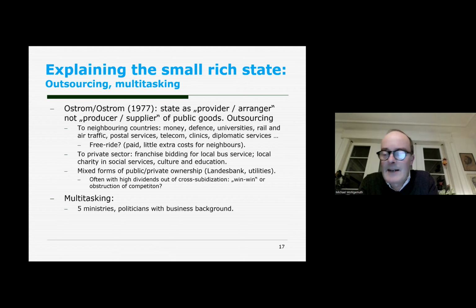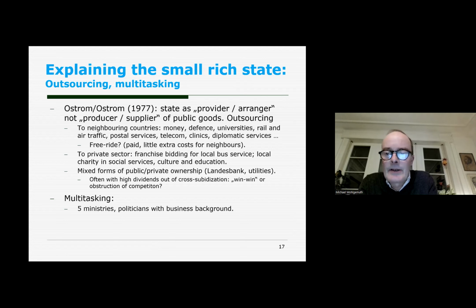It has a very educated population, but most of the Liechtensteiners go to universities in Switzerland and some also in Austria. And the Liechtenstein government pays for it. It pays for the use of universities, but not for the establishment of universities, although it has a few.